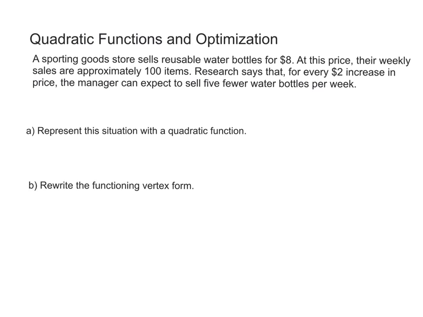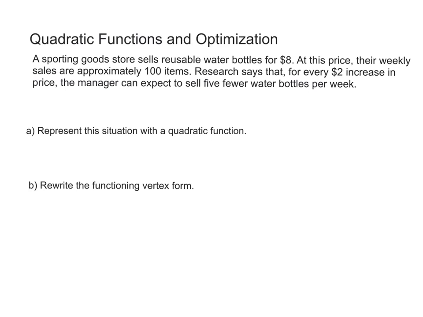So the problem that we have here, and a lot of these relate to similar things, to business. This one is talking about a sporting goods store, and it says it sells reusable water bottles for $8. So, like a water bottle like this for $8. At this price, their weekly sales are approximately 100 items. So that means they sell 100 of these a week. Research says that for every $2 increase in price, the manager can expect to sell 5 fewer water bottles per week. So right now they cost $8 and they sell 100 per week.